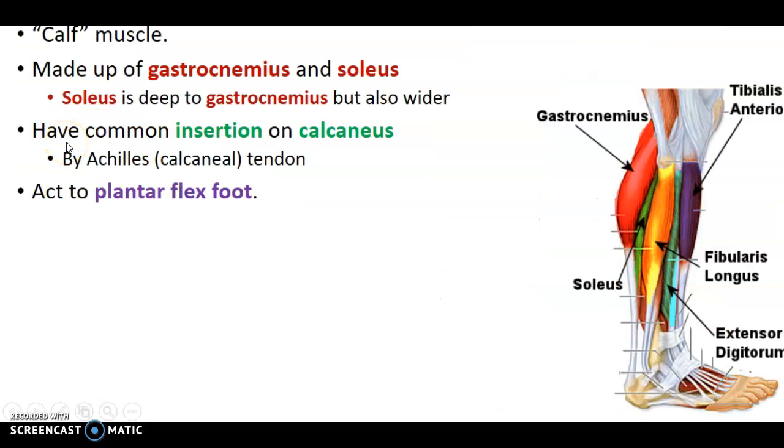Then the calf muscle is actually two muscles. It is the gastrocnemius. The C is silent.